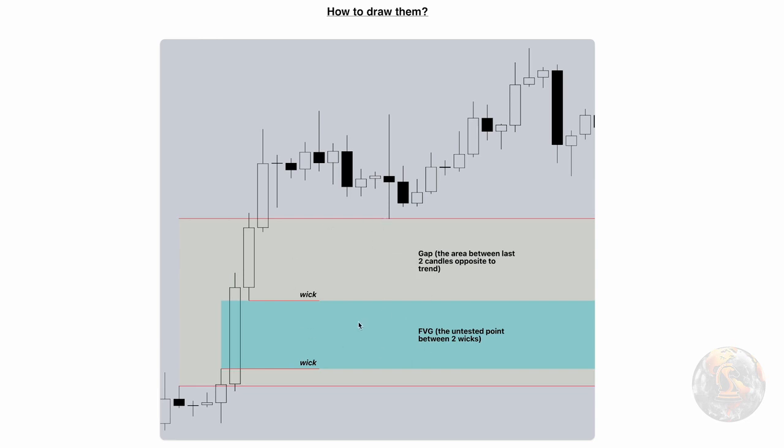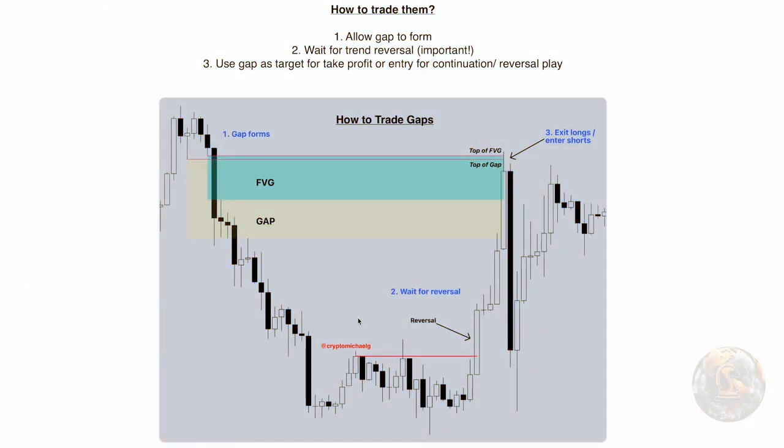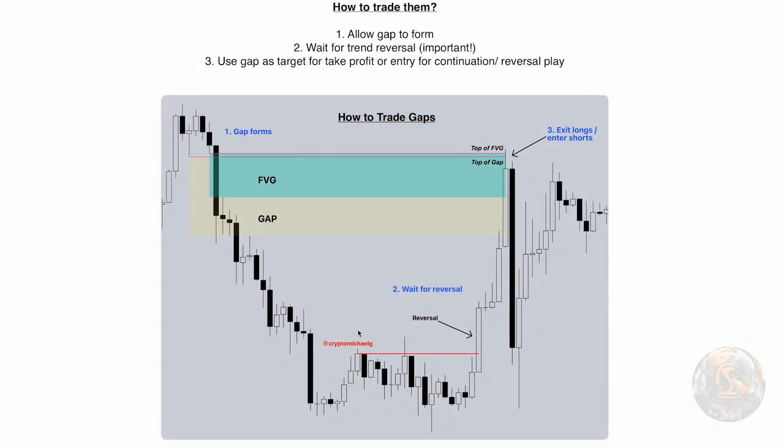You're trying to find areas that have not been retested yet, because when price returns back to them, it can offer high probability trades on the first retest. So how should we trade them? Well, to trade a gap, you first want to allow the gap to form. The gap will form with a series of candles in the same direction with no bounce. Second, you want to wait for a trend reversal. And third, you want to use the gap as a target for your take profit or entry for a continuation or reversal play. Let's break that down a little more.